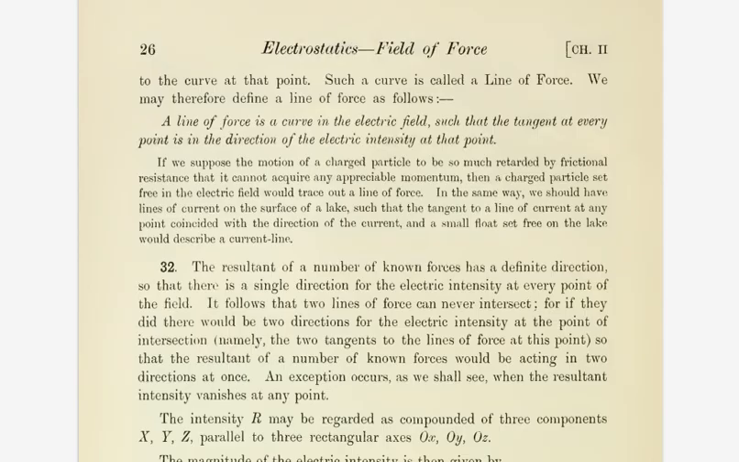If we suppose the motion of a charged particle to be so much retarded by frictional resistance that it cannot acquire any appreciable momentum, then a charged particle set free in the electric field would trace out a line of force. In the same way, we should have lines of current on the surface of a lake, such that the tangent to a line of current at any point coincided with the direction of the current. And a small float set free on the lake would describe a current line.